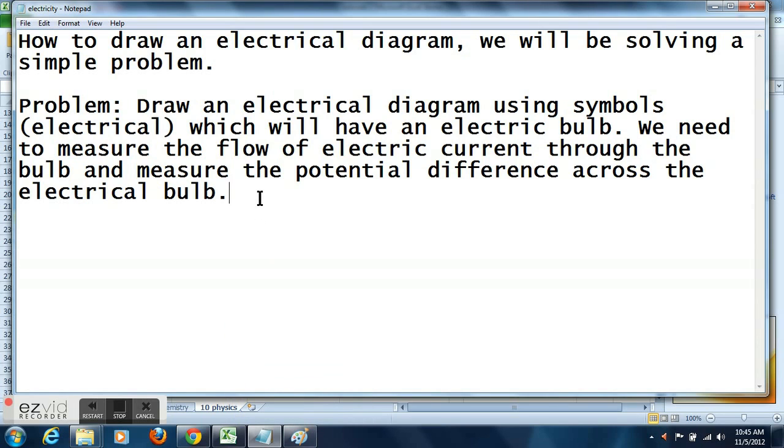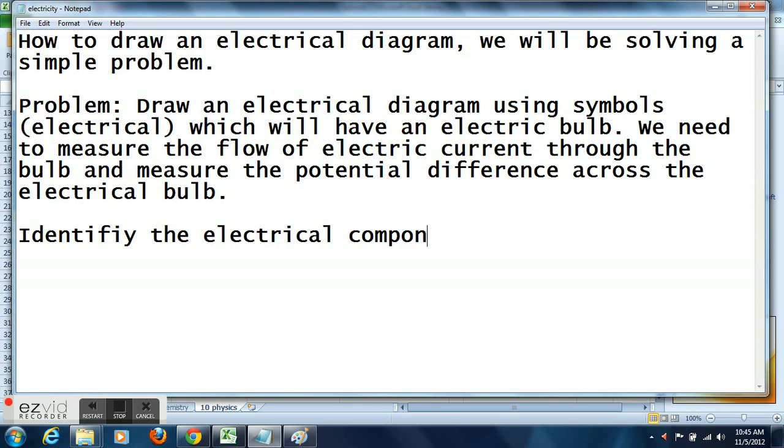First, let us identify the things we need to draw this electric diagram, and the electrical components we will need when we set up the experiment in the laboratory. Now let us focus on the diagram, because that is what our problem is right now. One, definitely we need the electric bulb because it is given. It is the first thing that comes into our mind.